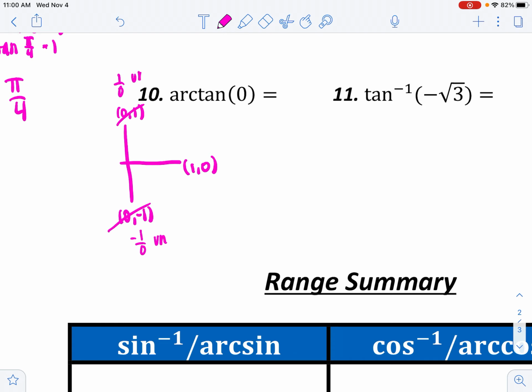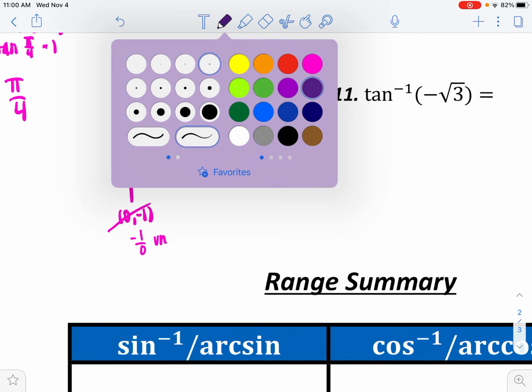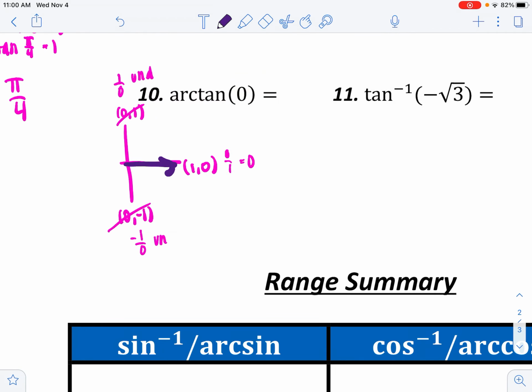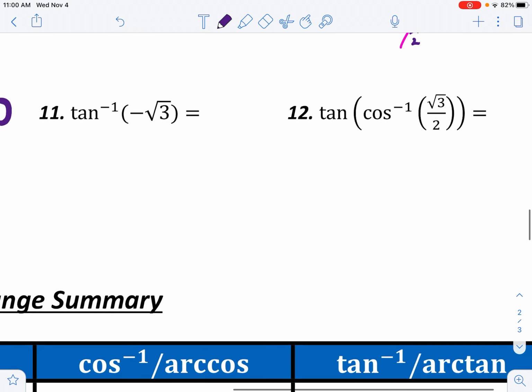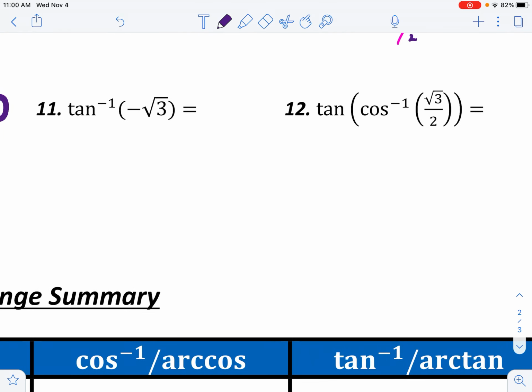But why is it out? Because it's y over x. Negative 1 over 0 is undefined. 1 over 0 is undefined. This is y over x, 0 over 1, which is 0. So that is my angle. What is this angle in radians? It's 0 radians or 0 degrees.